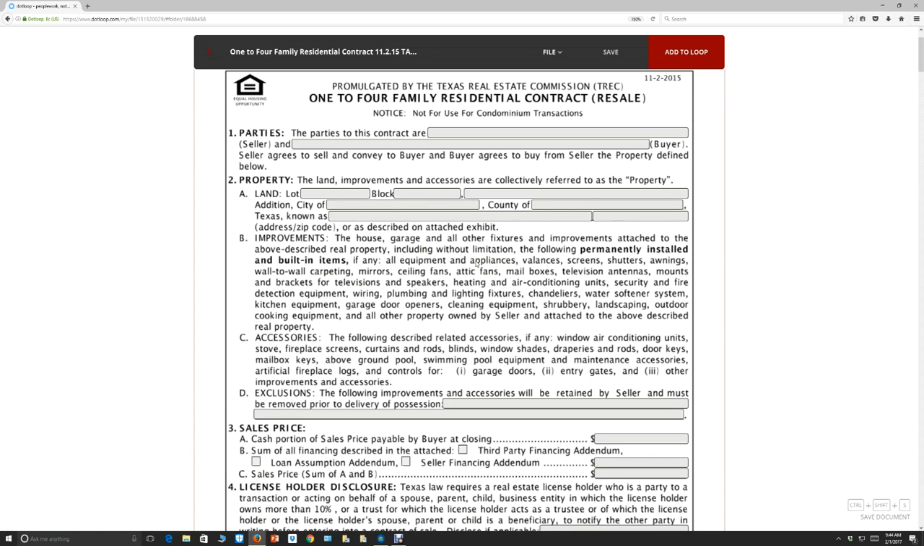This is permanently installed and built-in appliances, valances, screens, shutters, awnings, wall-to-wall carpeting, mirrors, ceiling fans, television antennas. Yes, they stay. Attic fans. Yes. Mounts and brackets for televisions and speakers. So yes, the mounts and brackets stay. Heating and air conditioning units, security and fire detection equipment. Yes, they stay. Garage door openers stay. Cleaning equipment, shrubbery. If they were going to take their grandma's azalea bush, they need to exclude it down here.